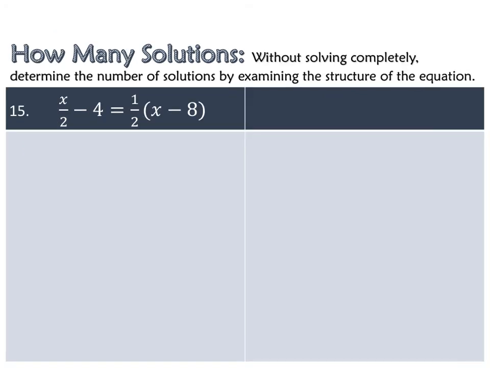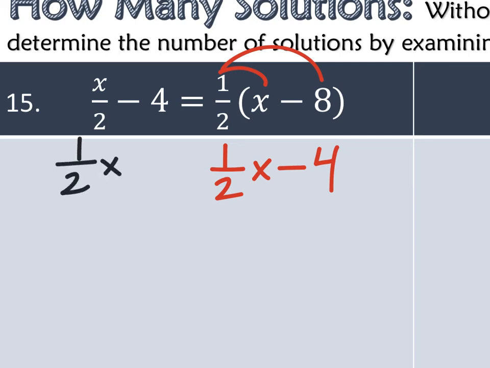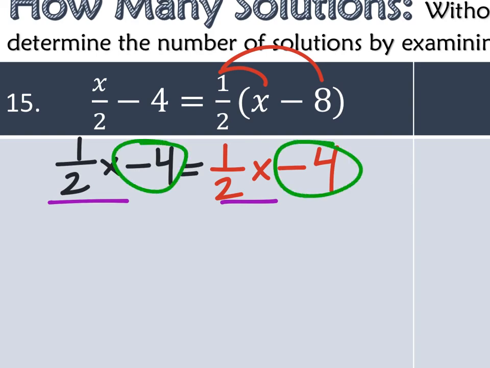All right, let's check number 15 then. So on this one, we need to distribute that 1/2 into the parentheses. 1/2 of an x is a half of an x, and half of a -8 is -4. Now that x over 2, I'm going to write it as 1/2 x so we can see exactly what that coefficient is. And we see that the coefficients of x match. We also have -4 and -4, which also match, which means this one has infinite solutions.